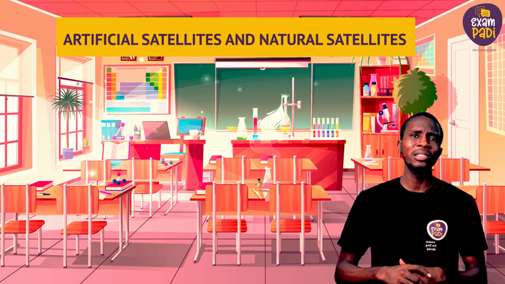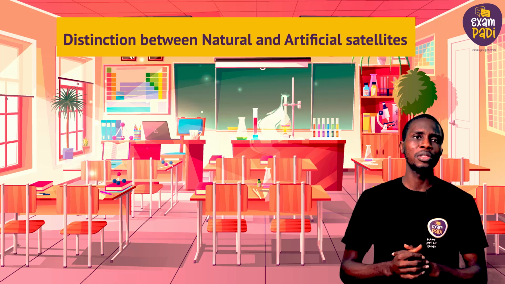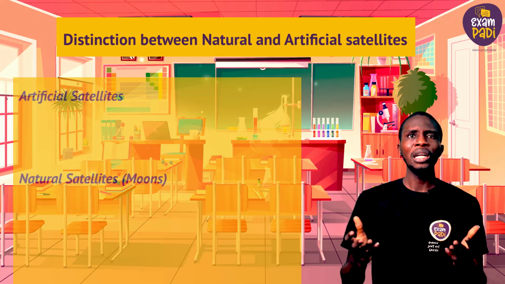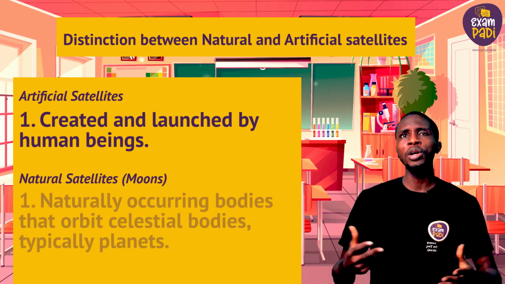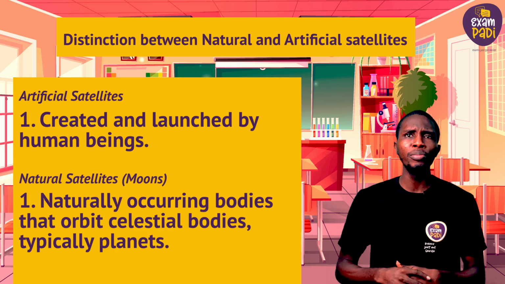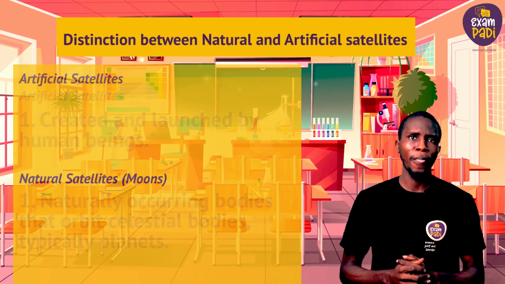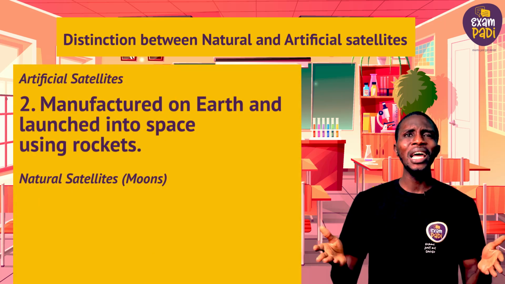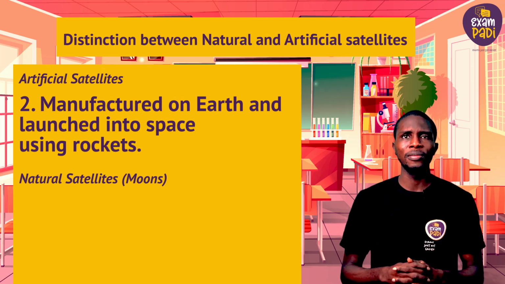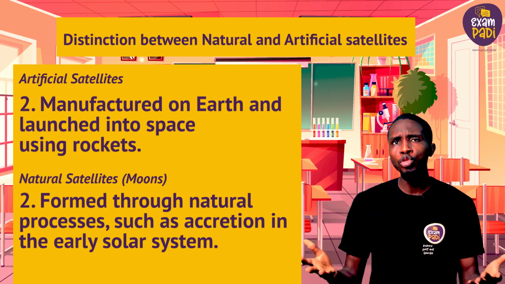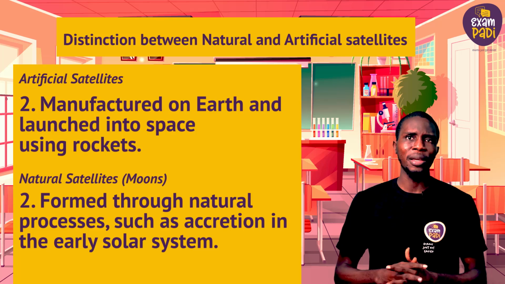Lastly, in this lesson, we will discuss the distinction between natural and artificial satellites. 1. Artificial satellites are created and launched by human beings, while natural satellites are naturally occurring bodies that orbit celestial bodies, typically planets. 2. Artificial satellites are manufactured on Earth and launched into space using rockets, while natural satellites are formed through natural processes such as accretion in the early solar system.